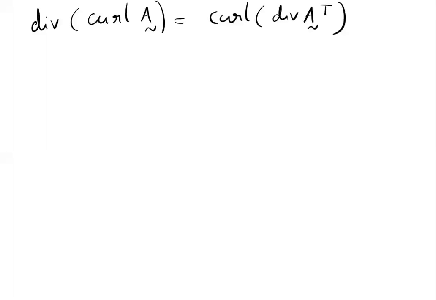Hello class. Today let us derive the identity: divergence of curl of tensor A is equal to curl of divergence of the tensor transpose. Right? Okay. What is capital A here? Capital A is the second order tensor. So whenever it is a second order tensor, what about the curl of that?